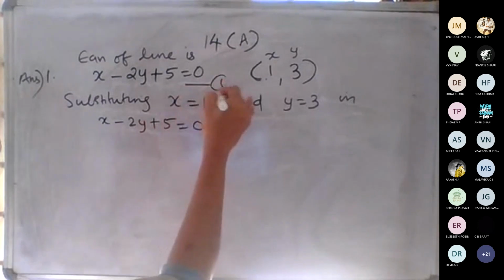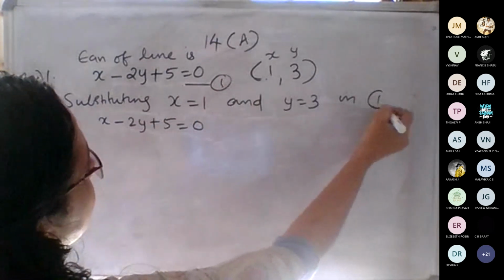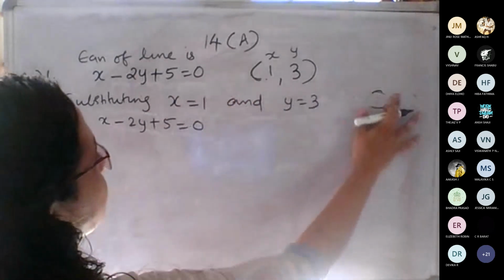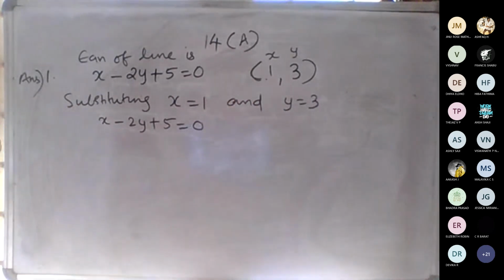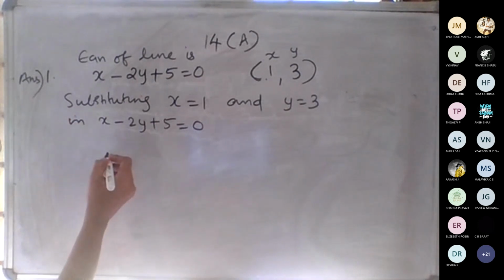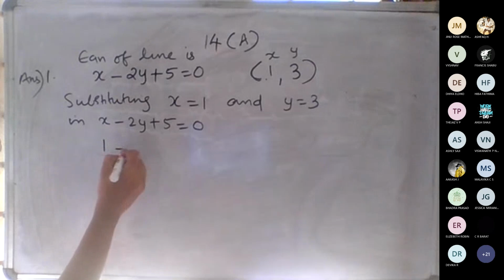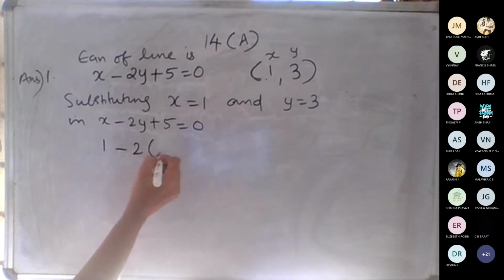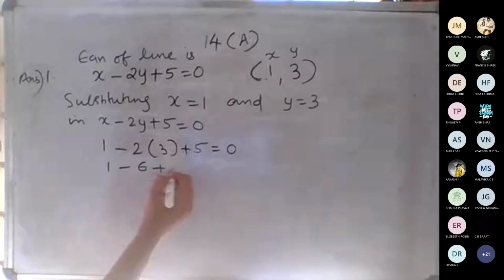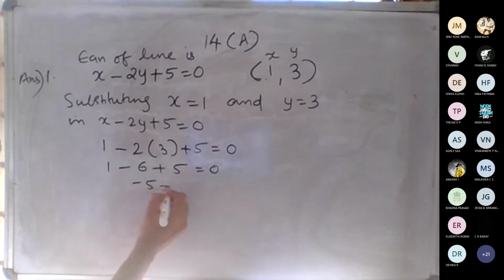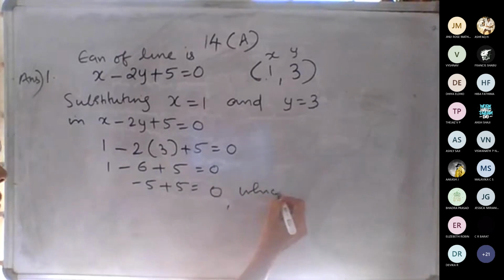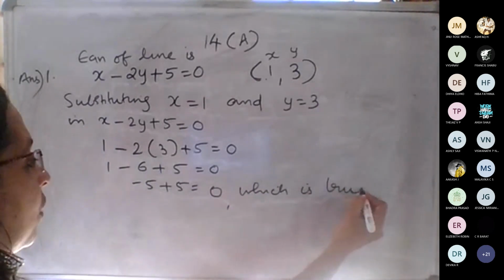Or we can write it as, let it be equation number 1, in equation number 1. That also you can write. Either this way, or substituting x is equal to 1 and y is equal to 3 in x minus 2y plus 5 is equal to 0. Then substitute: 1 minus 2 into 3 plus 5 is equal to 0. So 1 minus 6 plus 5 is equal to 0. Negative 5 plus 5 is equal to 0, which is true.